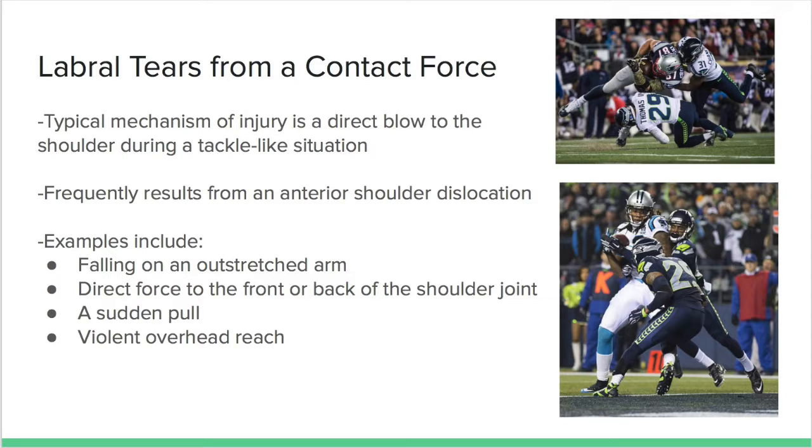Labral tears are most commonly seen accompanied by anterior shoulder dislocations, but can result from a posterior dislocation as well. Other examples of mechanisms include falling on an outstretched arm, a pull on the upper limb from an external force, or a violent overhead reach.